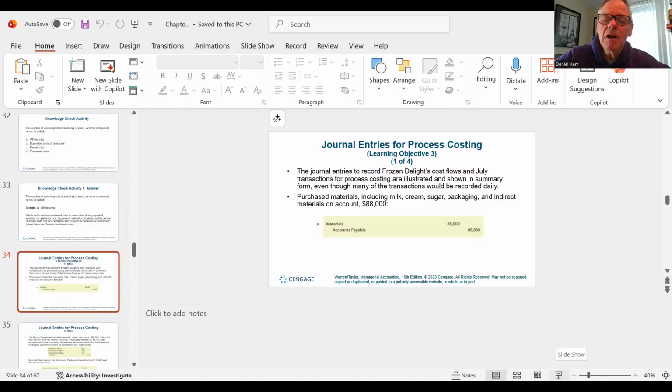And where are the slides? There they are. And let's make this bigger. And we're going to illustrate the journal entries for process costing.